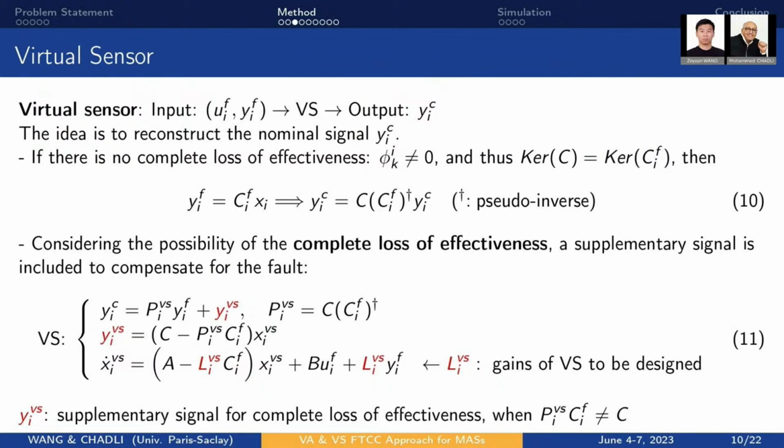The virtual sensor is actually a dual form of the virtual actuator. It converts the faulty output Y_F to the normal output Y_IC. Similarly, if there's no complete loss of effectiveness, we can simply apply the pseudo-inverse method as in equation 10, where Y_AC equals C times the pseudo-inverse of C_IF times Y_IC. Otherwise, we introduce a compensation signal Y_AVS as the state of the virtual sensor, which follows the dynamic in equation 11. Notice that here, the big L_IVS is the gain of the virtual sensor to be designed.